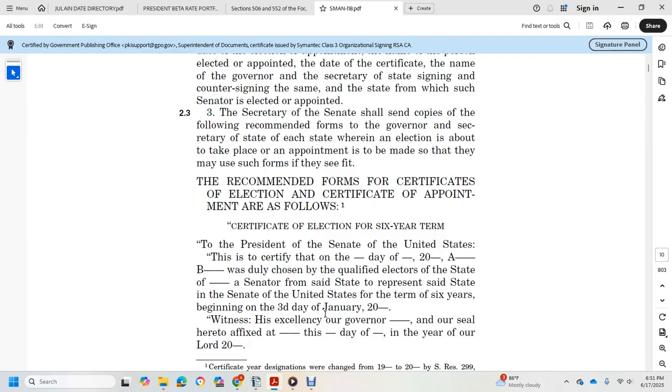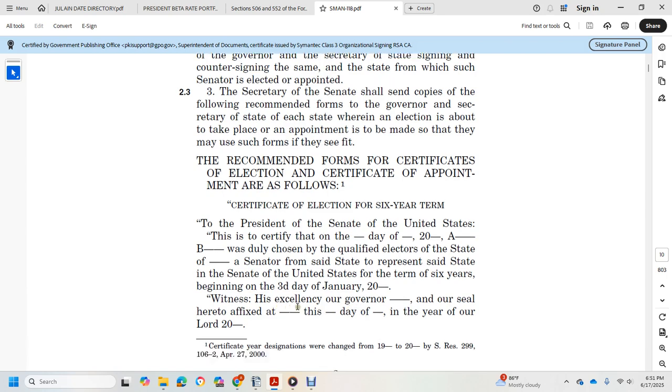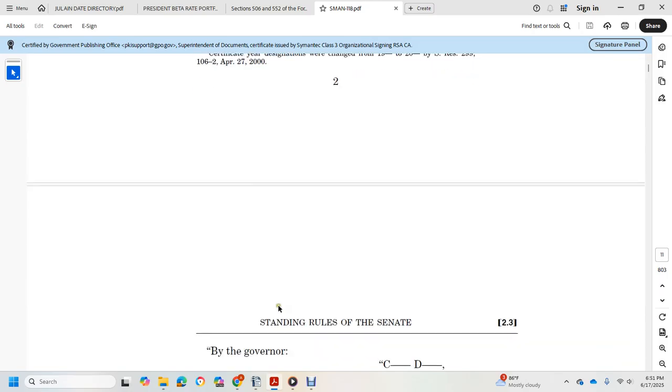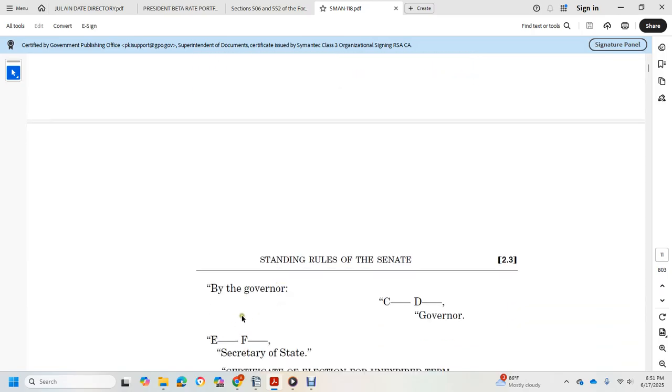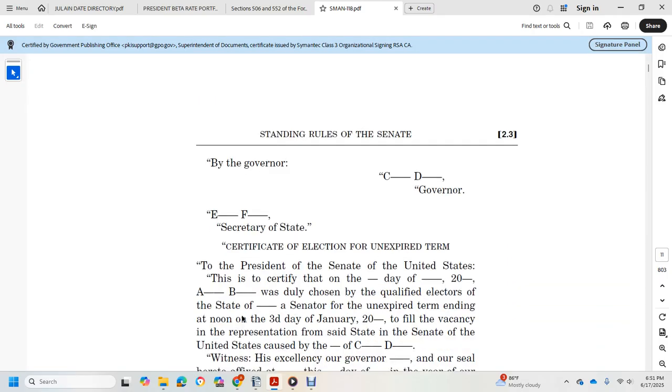Witness: His Excellency the Governor, and our seal hereto affixed at blank, this blank day of blank, in the year of our Lord 20 blank, by the Governor, C and D, and the Secretary of State.